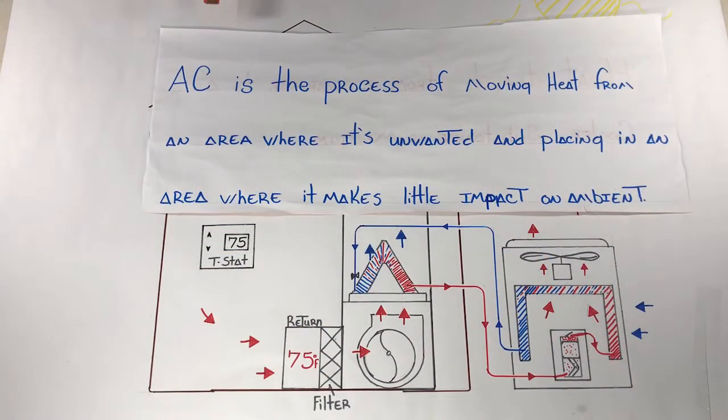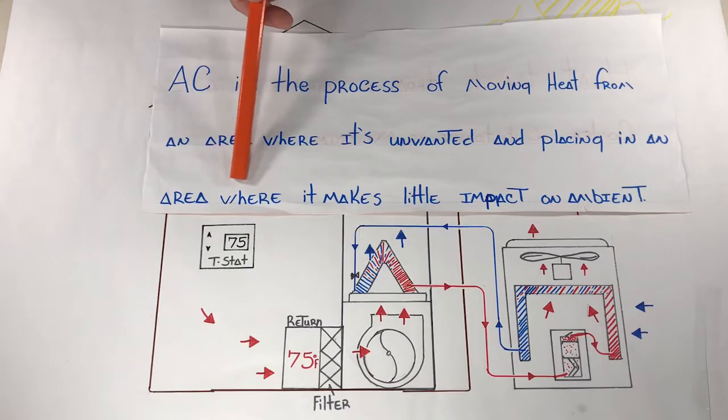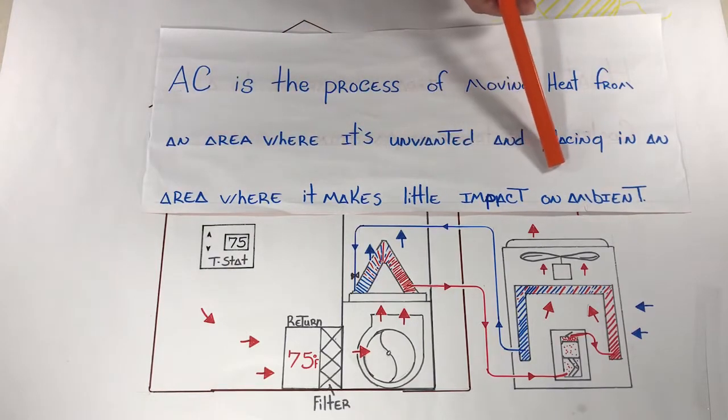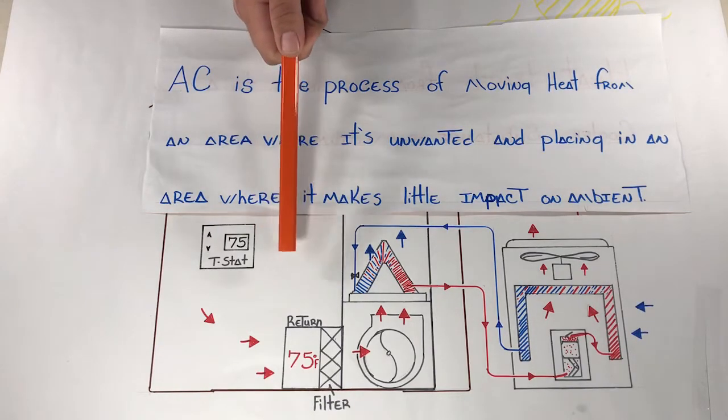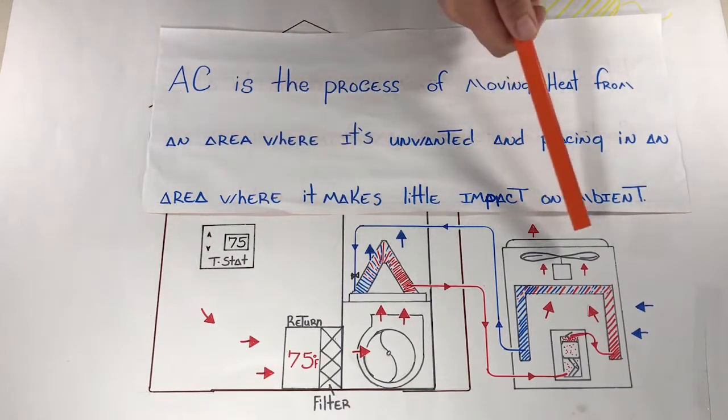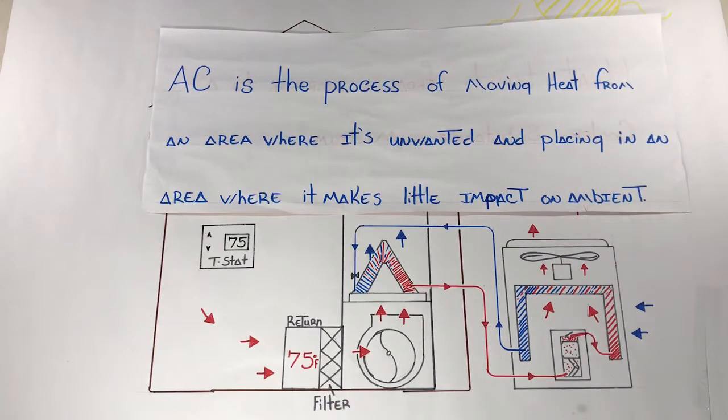I define air conditioning as the process of moving heat from an area where it's unwanted and placing it in an area where it makes little to no impact on ambient conditions. For example, your home. We want to take the heat from inside your home and we want to place it outside of your home. And that's not going to make a difference or impact on the environment because we're not creating any new heat. We're just moving it.